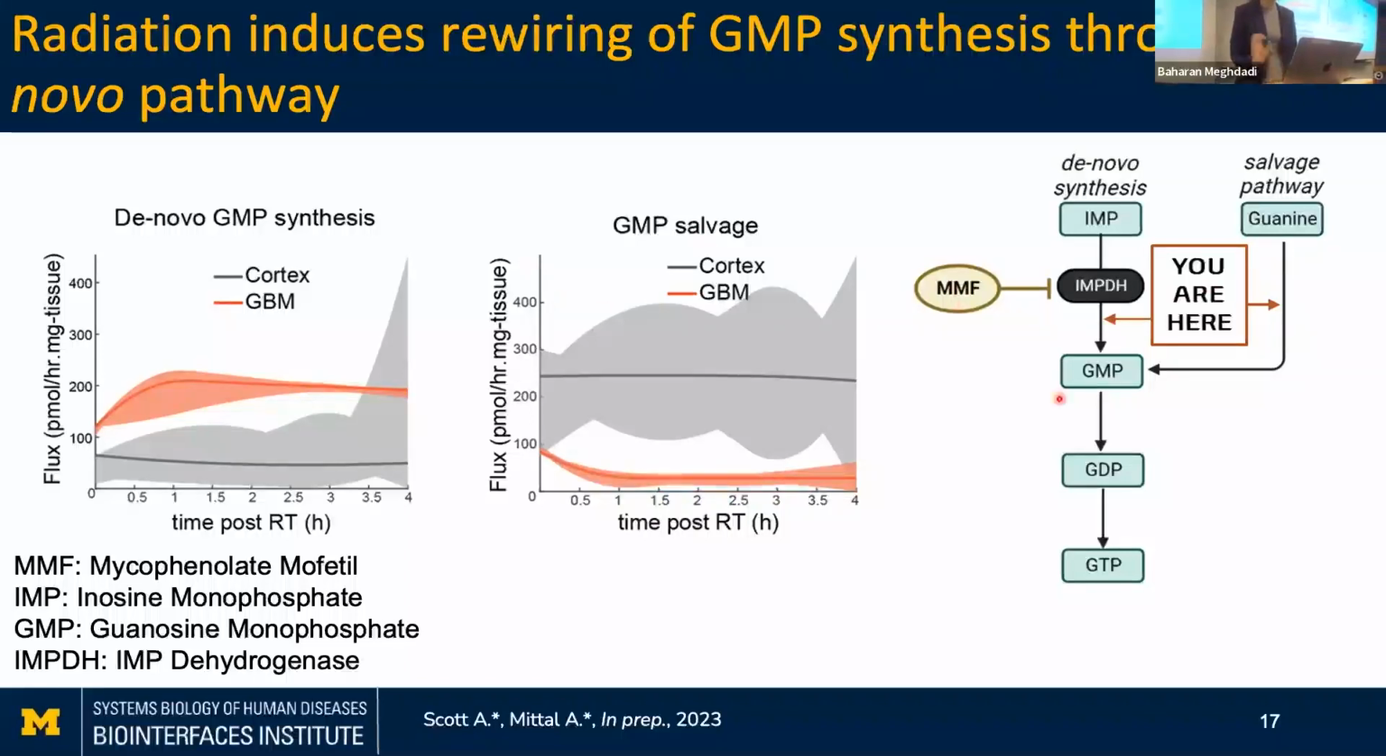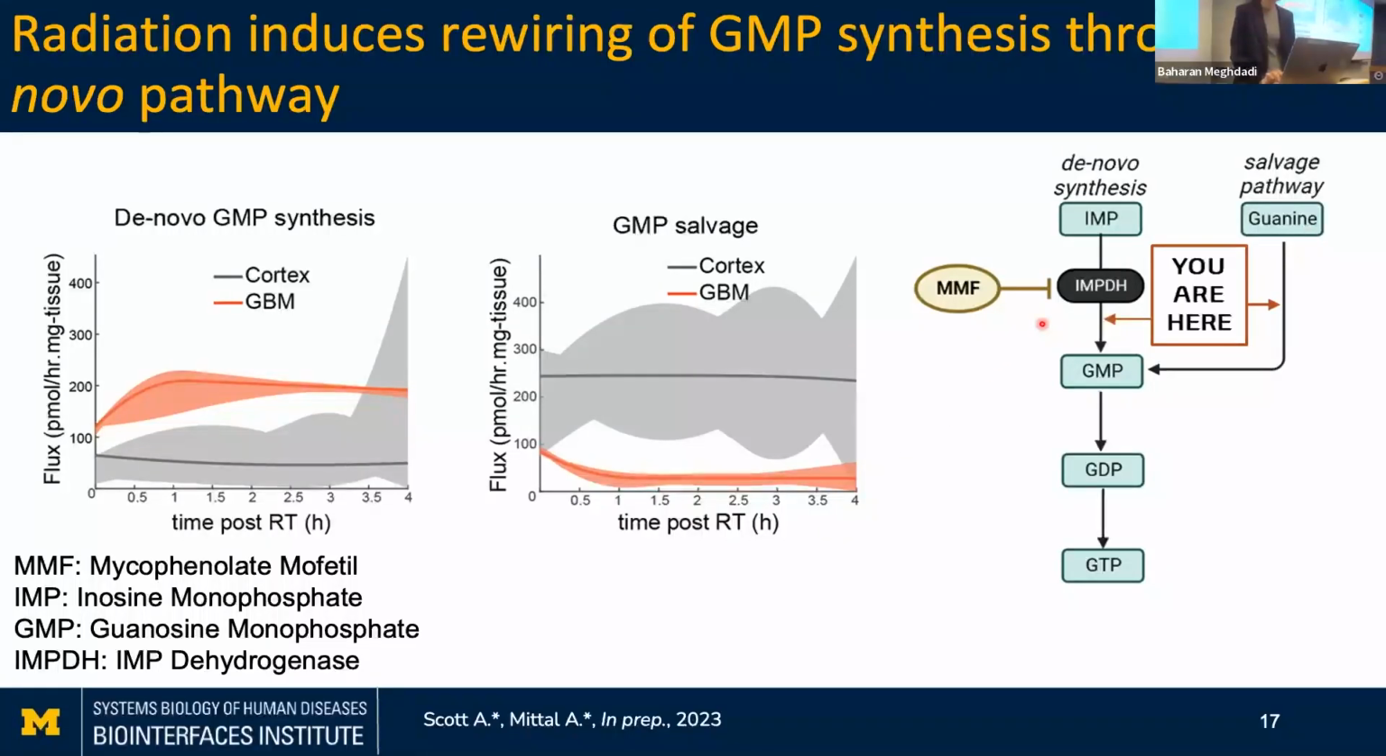So then we want to focus on the GMP synthesis because we know there is a drug that targets the enzyme inosine monophosphate dehydrogenase, or IMPDH. And so we usually focus on the reactions that we have a drug for. And here we have a drug called mycophenolate mofetil, or MMF, that targets the de novo GMP synthesis. The GMP can also be produced from the guanine in the salvage pathway.